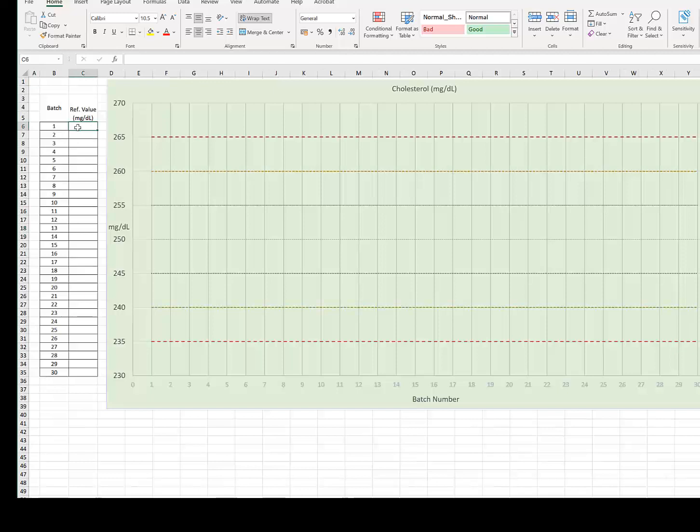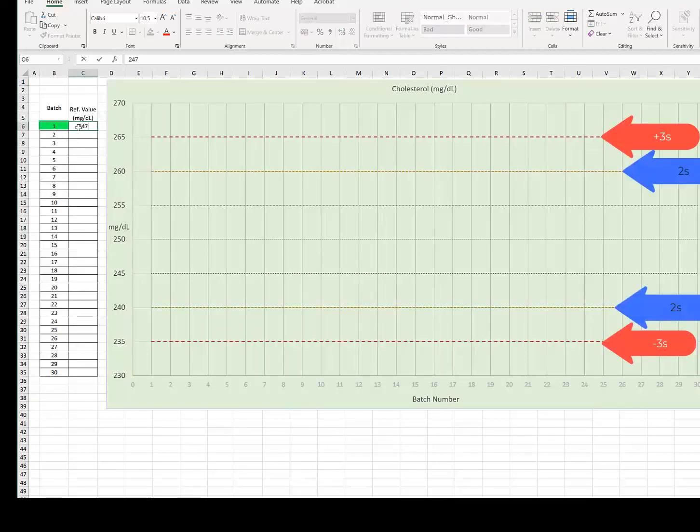Note the 3SD limit at 265 milligrams per deciliter and also the 2SD level at 260 milligrams per deciliter. We are running a control sample with each batch. So the first 2 batches you can see have come in control. The third batch measures at 255, that is in control.